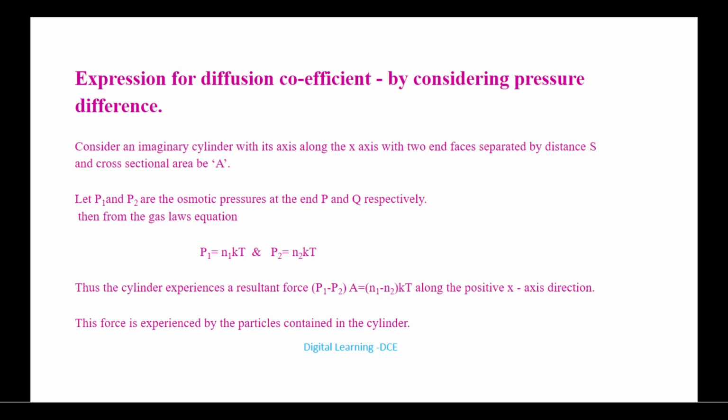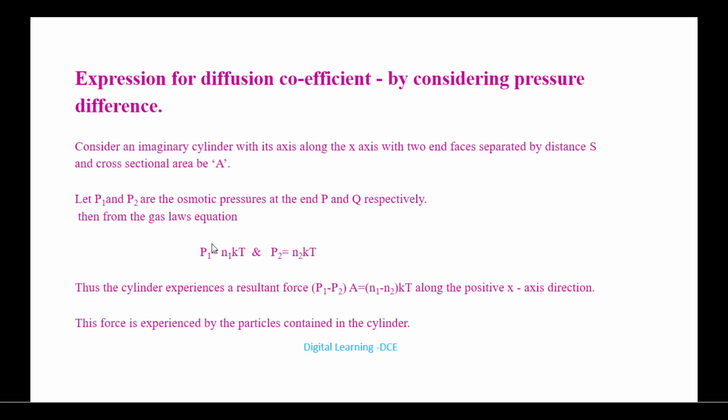So next we will discuss the derivation of the expression for the diffusion coefficient by considering pressure difference. Here also we are considering an imaginary cylinder with its axis along the positive x-axis, with two end faces separated by a distance s and cross-sectional area A. And P1 and P2 are the osmotic pressures at the two ends P and Q respectively. Here the gas is flowing through the cylinder.